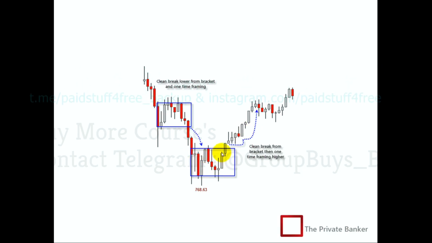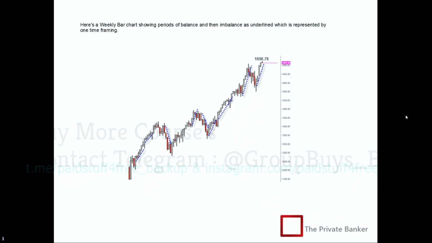So again, just to go back to the balance, when we're in a scenario like this, we obviously want to trade both sides of this balance area. But when we're in a situation like this, we want to continue to try and go with that imbalance or that trend.